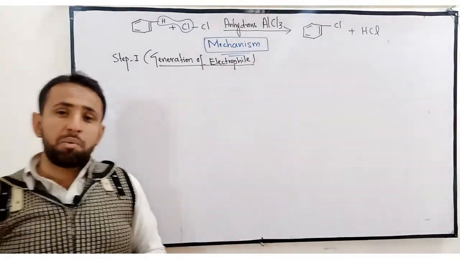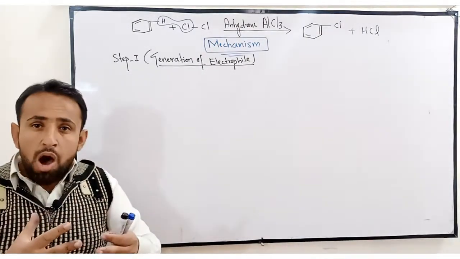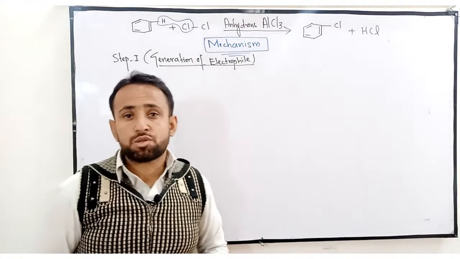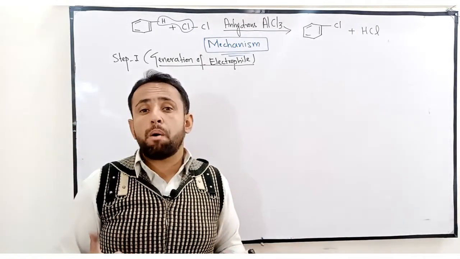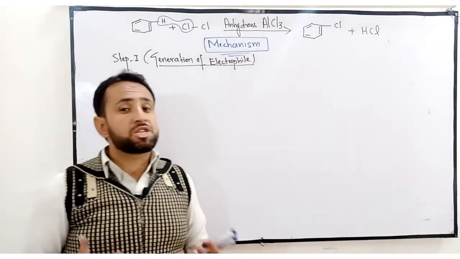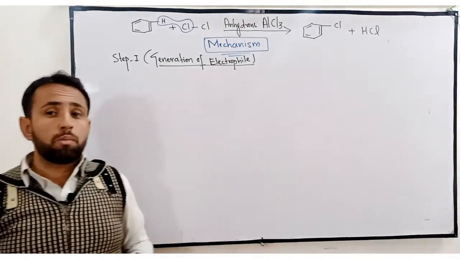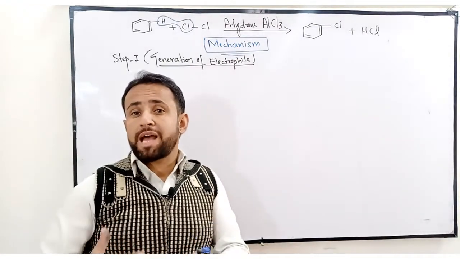We know that a Lewis acid is basically an electron pair acceptor. Understand what is the definition of a Lewis acid? Those species or compounds which accommodate a lone pair of electrons. Why does a Lewis acid accommodate a lone pair of electrons? Because they possess vacant orbitals.